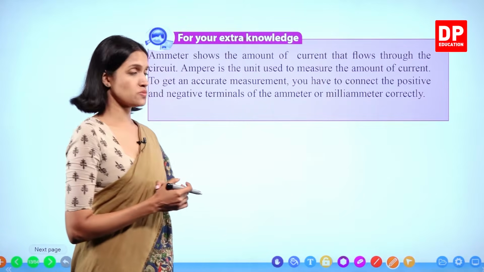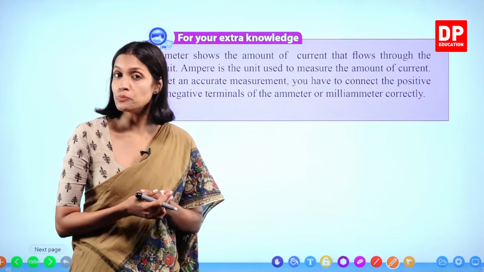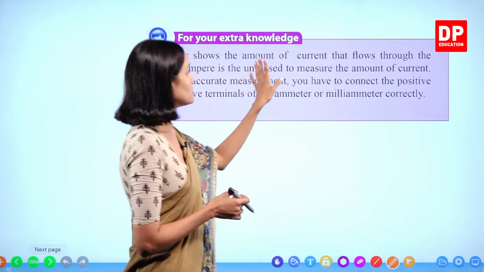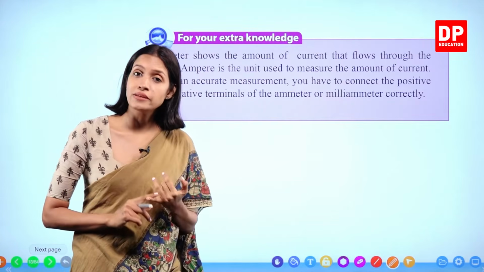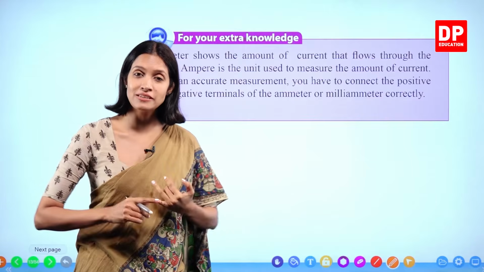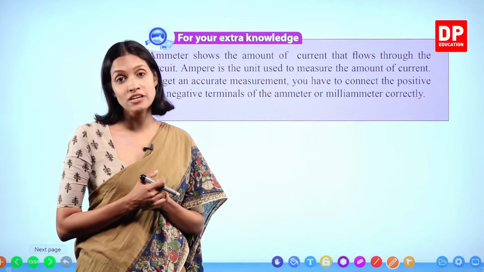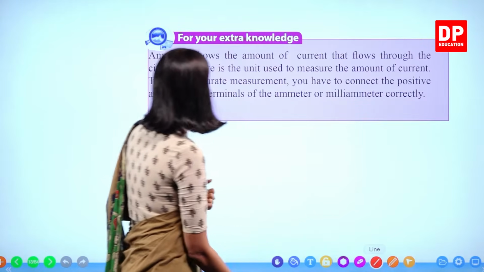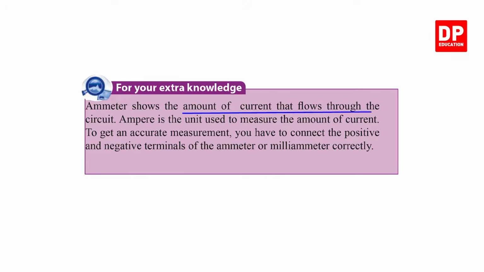For your extra knowledge part, even though these are extra knowledge, they are equally important, okay, children? Ammeter shows the amount of current that flows through the circuit. We already know this, right? We learned that ammeter, galvanometer, milliammeter indicate the flow of electricity, and you can measure the electric current using these types of instruments, okay? So the importance of the ammeter is that it shows the amount of current that flows through the circuit.